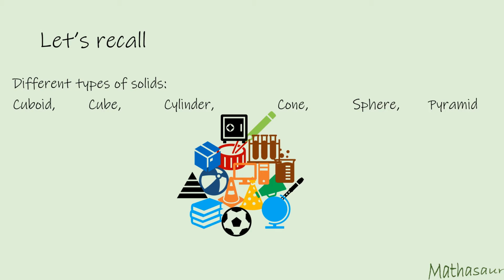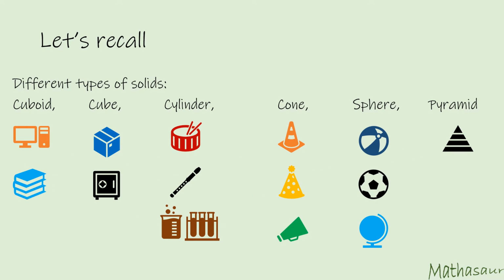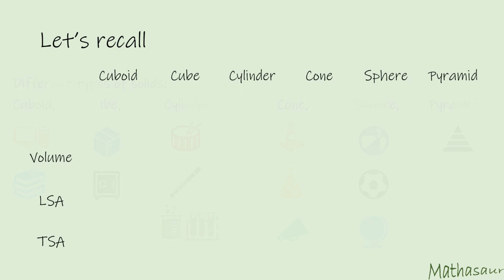In today's lesson, let us recall the different types of solids that we have already looked at in the previous lessons. We have looked at cuboids, cubes, cylinders, cones, spheres, and pyramids. Let us look at the volume, lateral surface area, and total surface area of these different types of solids.